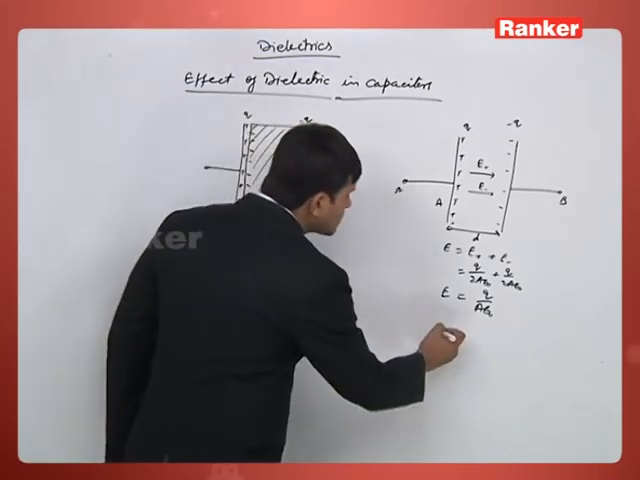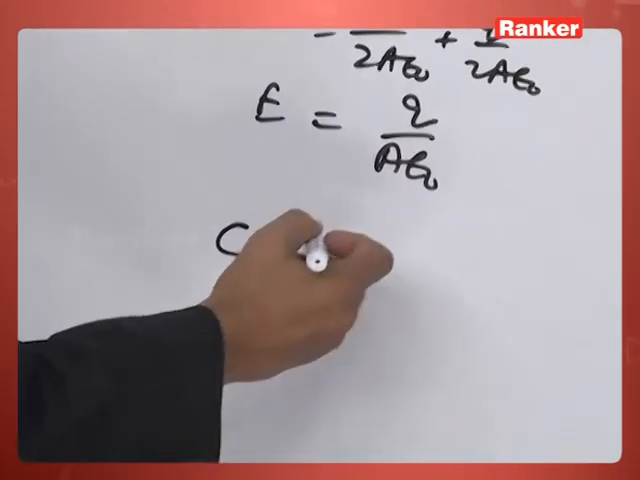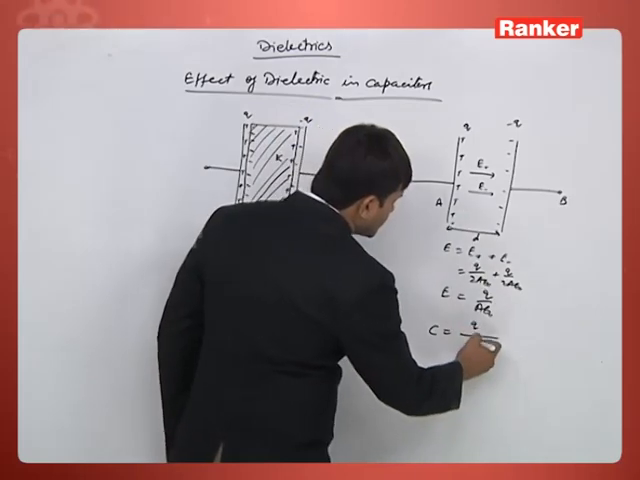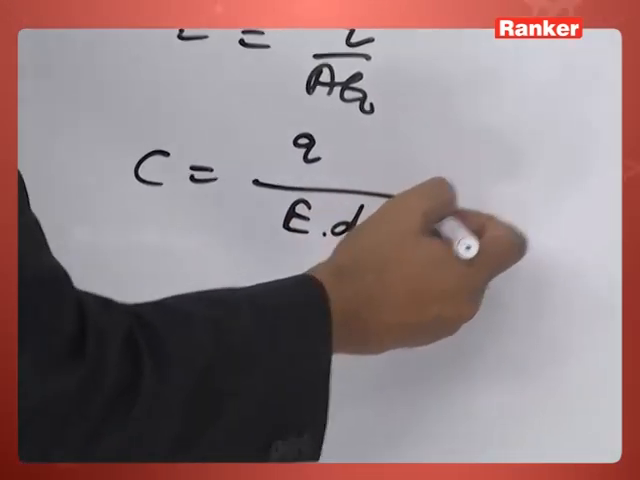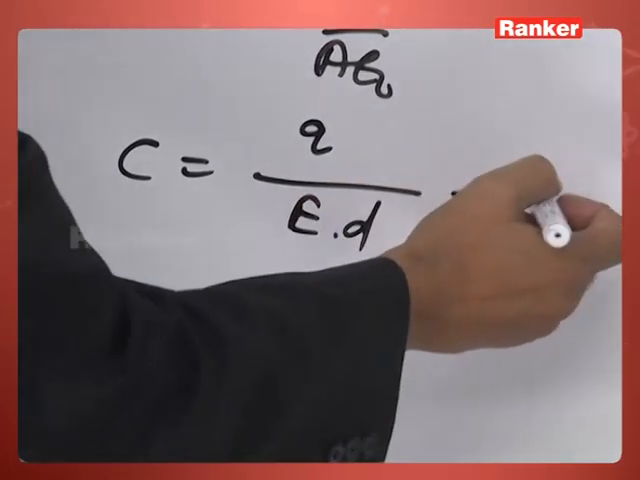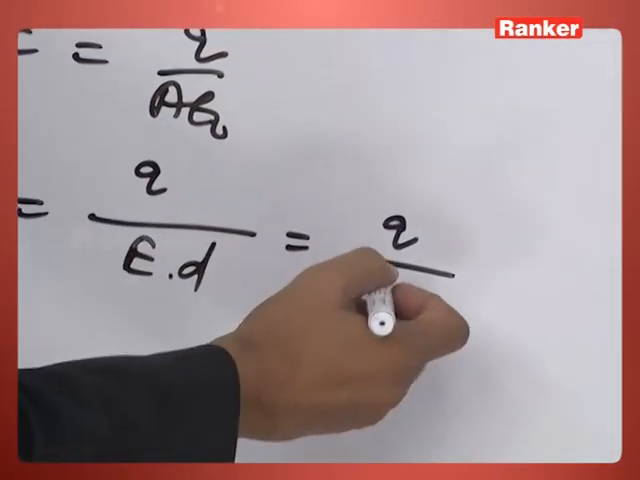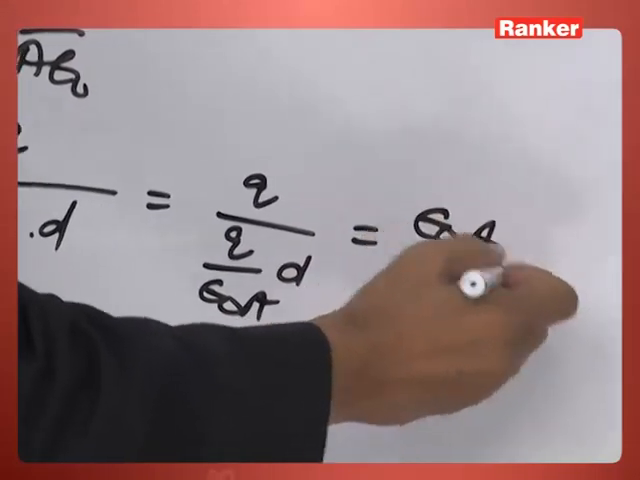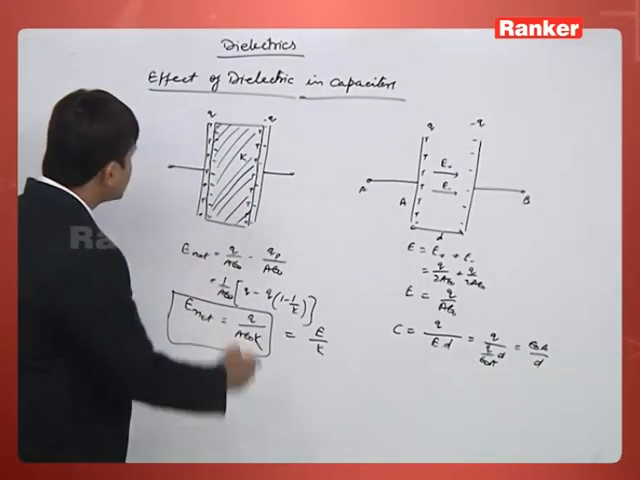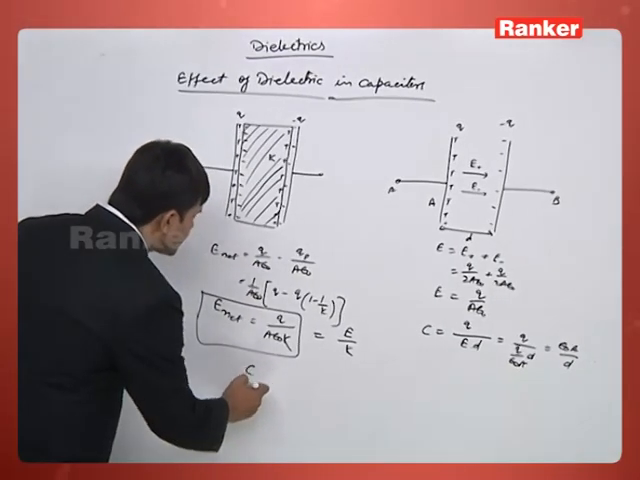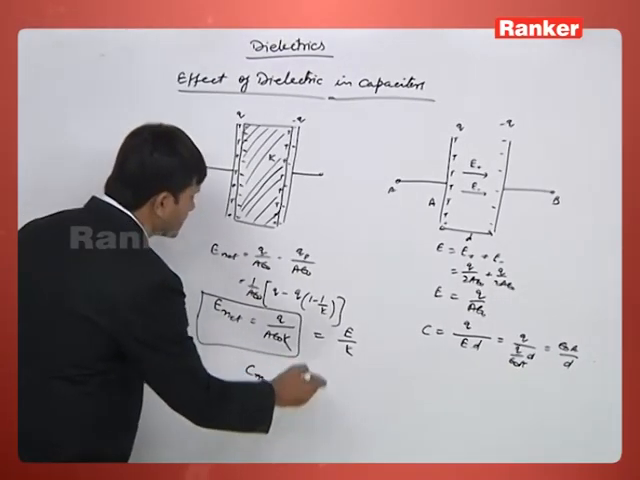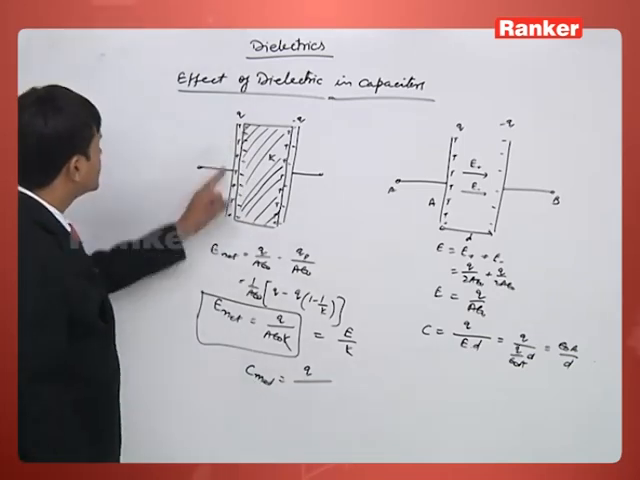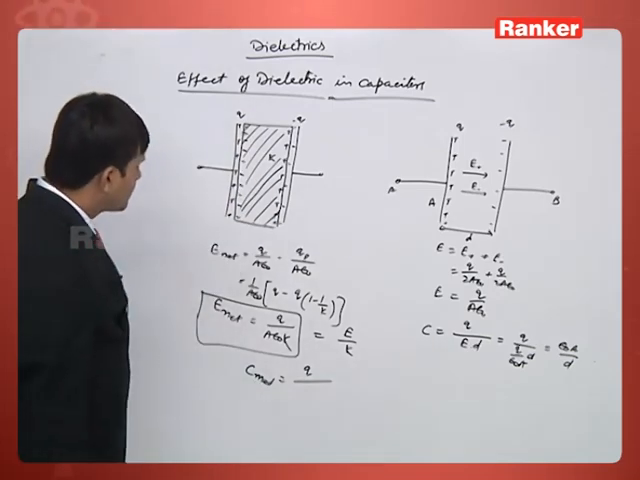Now A is the area of the plate and D is the separation between the plates. The capacitance C is Q by the potential difference, and the potential difference is E into D. Putting E as Q by epsilon naught A, this gives epsilon naught A by D. Now if we look at the capacitance C in a medium, meaning a dielectric medium has been kept, the charge on the plate is still Q, but the electric field between the plates will change.